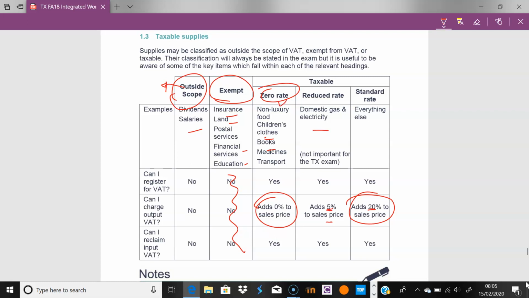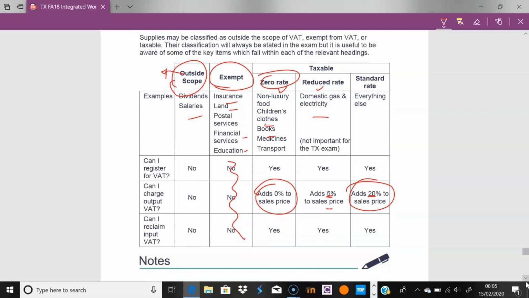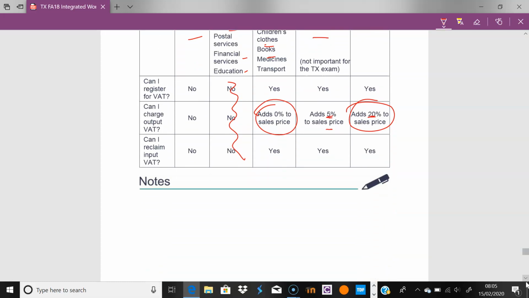So these figures are really about the amount that you're passing on to the government, in effect, because you put these percentages on your selling, on your sales. Right.